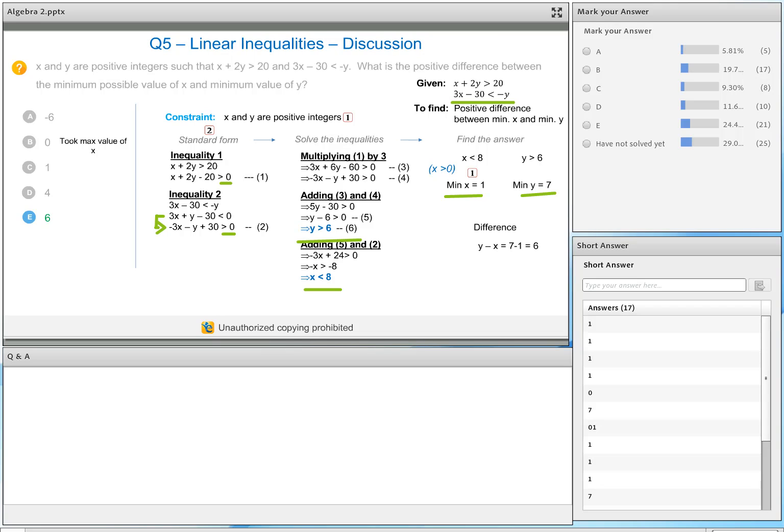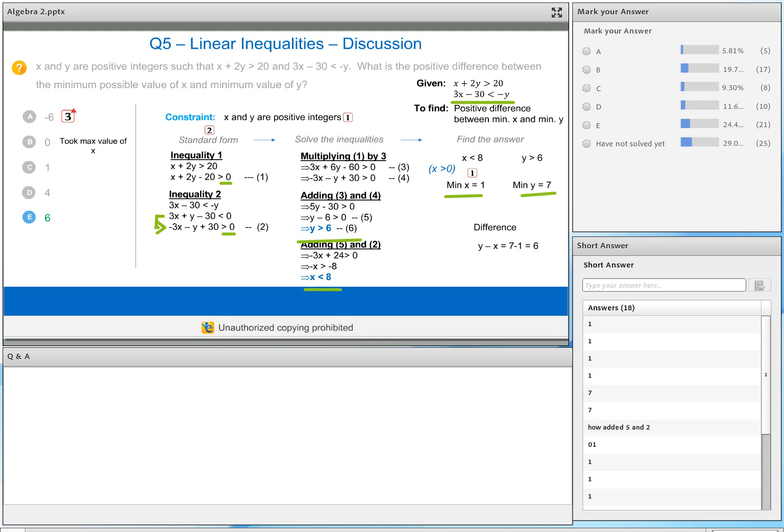Again, you could do 1 minus 7, that's minus 6, but you need to convert that into a positive difference, so you multiply that by minus 1. That's the only thing over here. Essentially, you have to find the difference between the two. So 6 is the answer here. Choice D. Choice E, sorry.